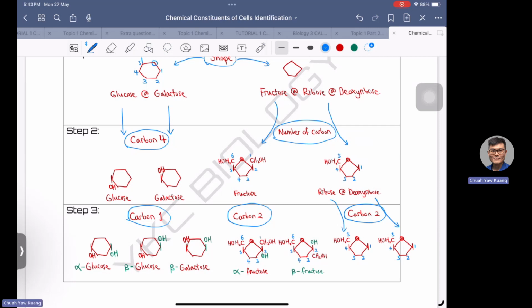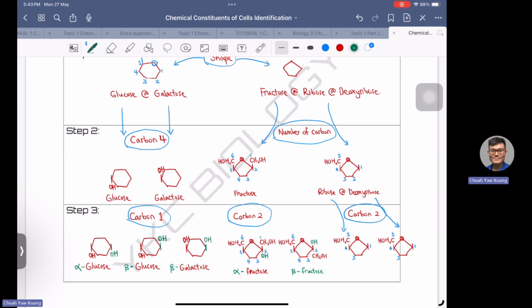By looking at their carbon number 2, which is this one, this will be a bit different from the fructose, because fructose has 2 CH2OH, so their carbon 1 is this one. Carbon 2 will be here. You can see the big difference. While for the ribose or deoxyribose, their carbon 1 is here, carbon 2 will be here. So for the carbon number 2, in order to differentiate the ribose and the deoxyribose, we will look at the presence of the OH.